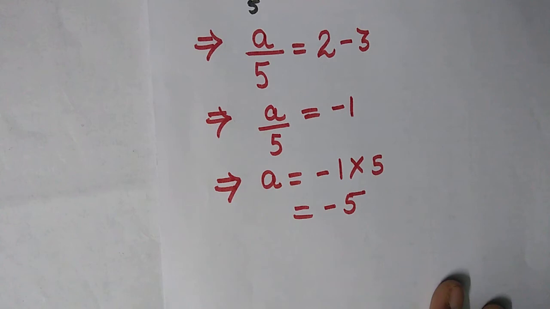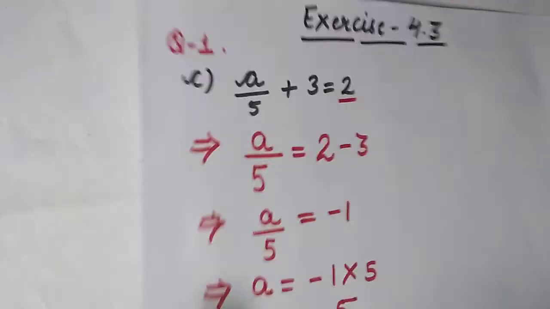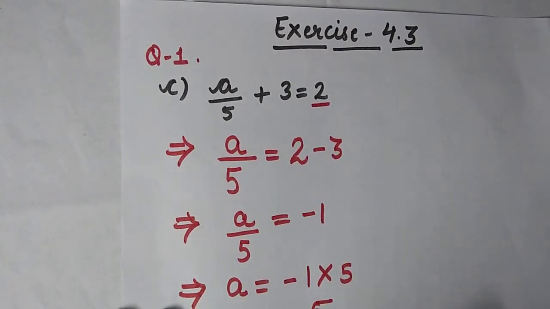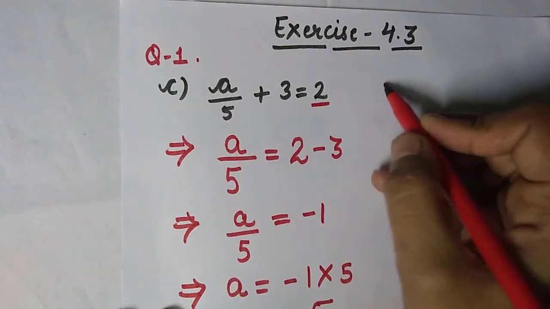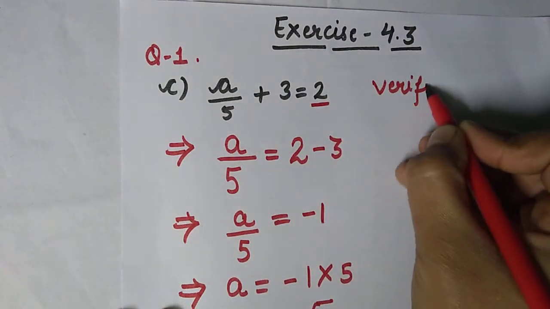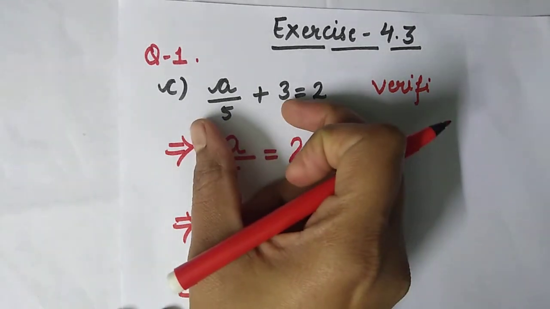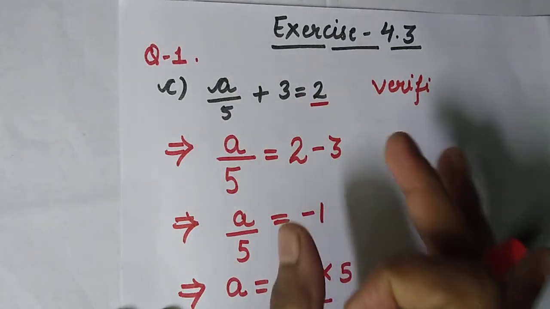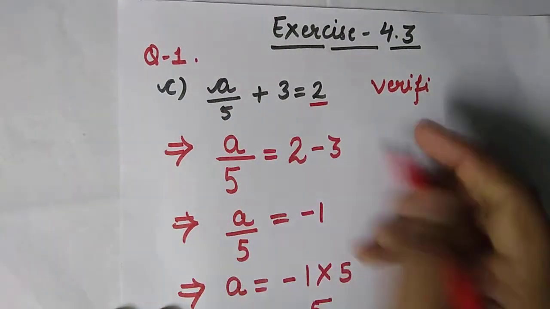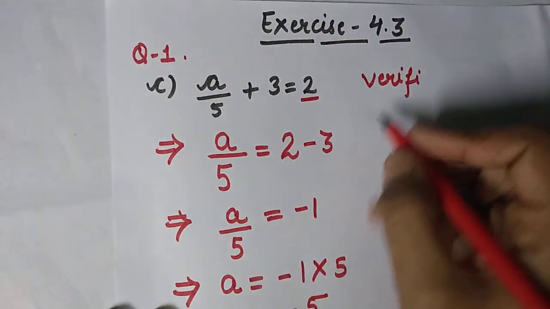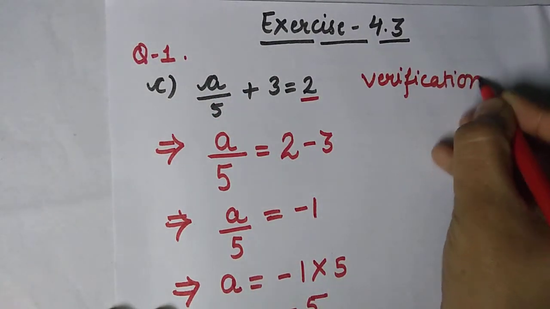Now one more thing, you can verify your answers also. So here I am getting A equals minus 5. Now I want to check whether the answer I am getting is correct or not. For that, what you have to do? You have to put the value in the LHS or RHS wherever the variable is present. It means you have to put the value A equals minus 5 in the given equation. So here I am doing the verification.